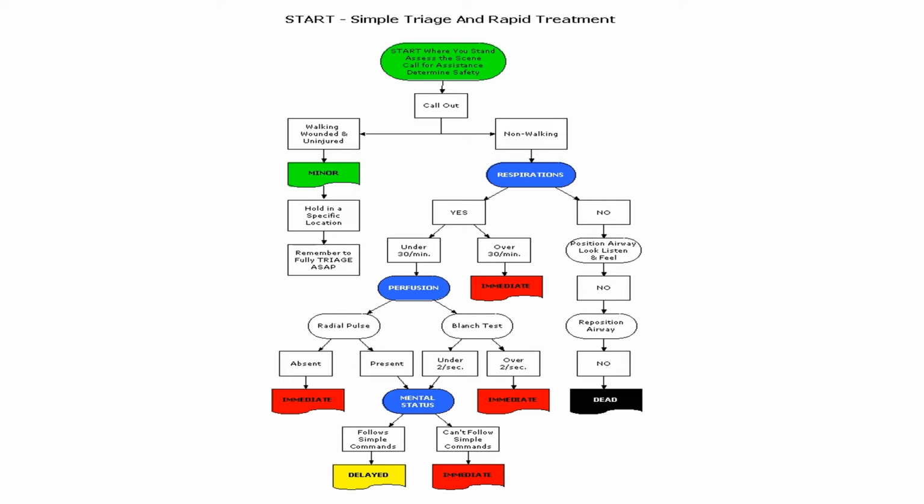If they have a blanch test and it's under 2 seconds, you're going to check the mental status then. If they follow commands, they're yellow, they're delayed. If they can't, then again they're red. So pretty much just look at that and you go through and you're going to, again, check respirations, perfusion, and mental status. Those are the 3 things for the START triage.